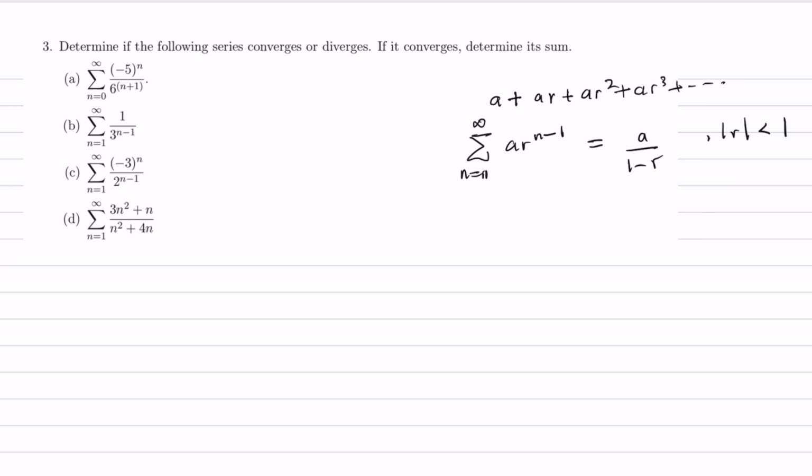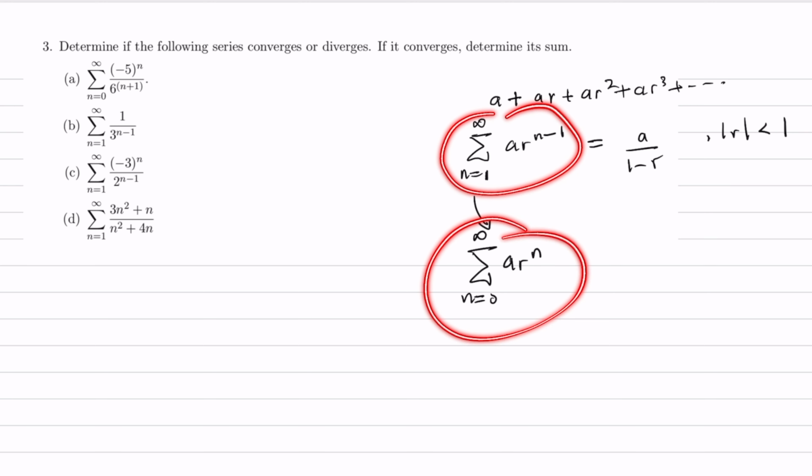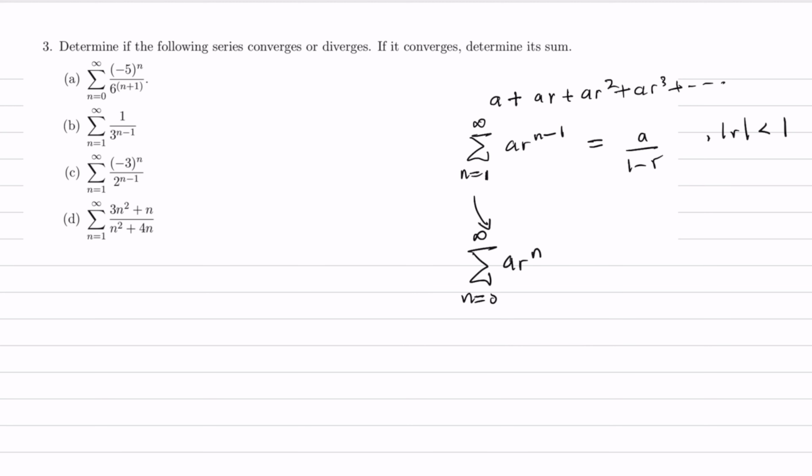Another way of writing this summation is n starting from 0 to infinity of AR to the power of n. I'm claiming that this expression and this expression are the same thing. Don't take my word for it. Let's look at it. If you put n to be 1, what are you going to have here? You're going to have AR^(1 minus 1), which is just a, because r raised to the power 0 is 1.